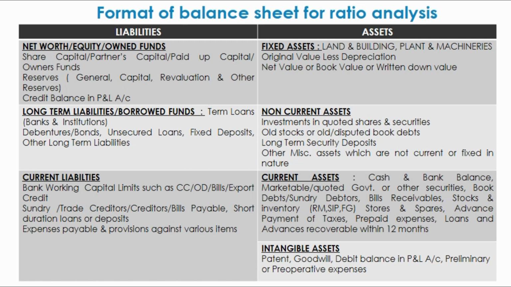Now, the format of the balance sheet for ratio analysis is basically divided into two parts: liabilities and assets. Liabilities are certain things which you owe. An asset is something which you own. It is your money. The asset is something which belongs to you. And liabilities is something which you have to give to other people. So if you have to calculate net worth, equity, own funds, you will be using liabilities. If you have to use debt equity ratios, you will be using long term liabilities and borrowed funds.